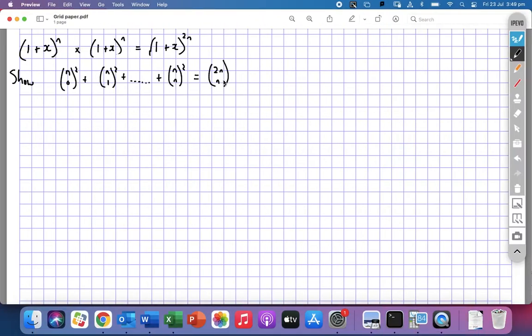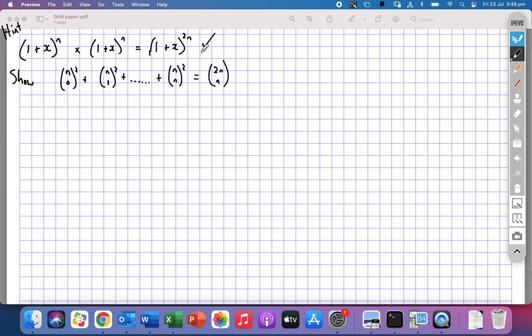Now, firstly, they give you this hint. They say, well, consider 1 plus x to the n again, multiplied by 1 plus x to the n. You know that that would equal 1 plus x to the 2n. Why do you know that? Because you've got some base here, 1 plus x, multiplied by itself. So you've got a to the n all squared, which is a to the 2n, where a is 1 plus x. So we know this is true.